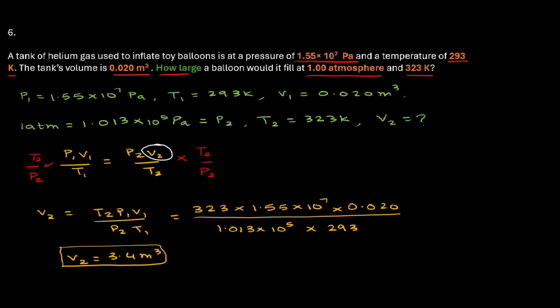So this tank of helium gas would fill a balloon of volume 3.4 meter cube at 1 atmosphere and 323 Kelvin. Question 7. What is the mass of the helium gas in the previous problem? The molar mass of helium gas is 4 gram per mole.